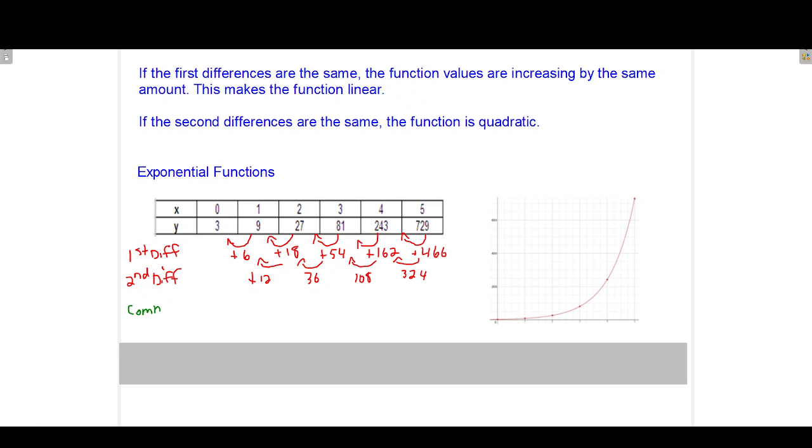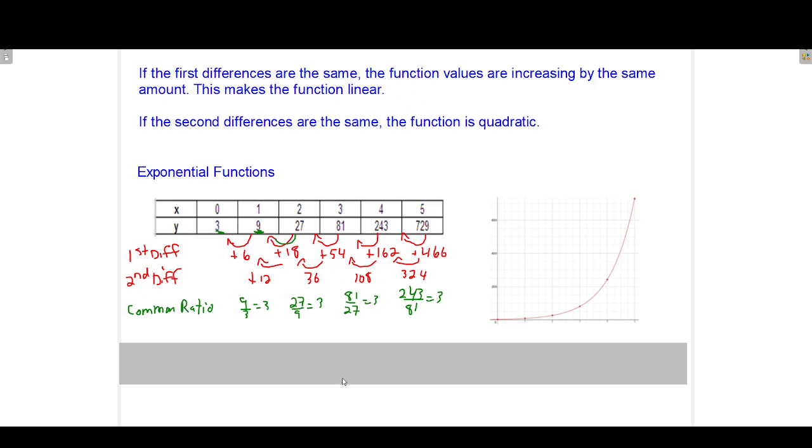So the common ratio is kind of like a first difference in that we're comparing successive y values, but instead of looking for an increase or a decrease, we're taking the second y value and dividing it by the first one. So here we got 9 divided by 3, that was 3. From here to here, we're doing 27 divided by 9, which is equal to 3. 81 divided by 27, which is equal to 3. 243 divided by 81, which is 3. And you can kind of see the pattern here.